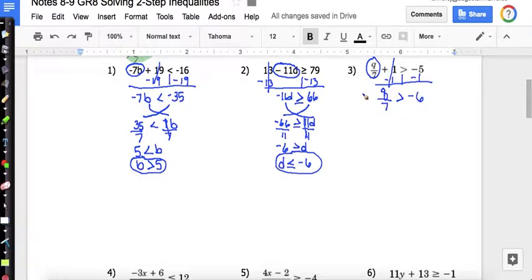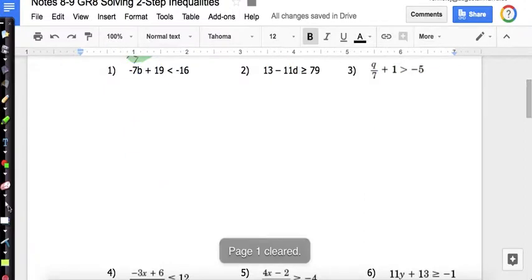The opposite of division is multiplication. The 7s are going to cancel, and Q is greater than negative 42. Now this time, because the variable was positive, I did not have to rewrite it at all. So Q is greater than negative 42.